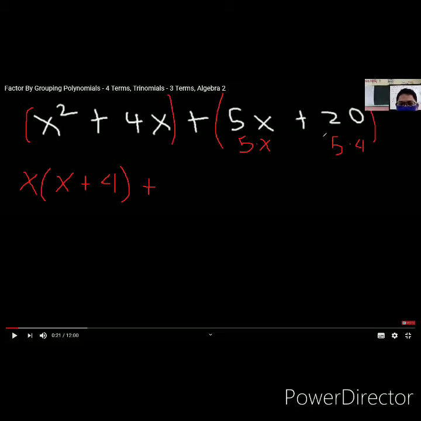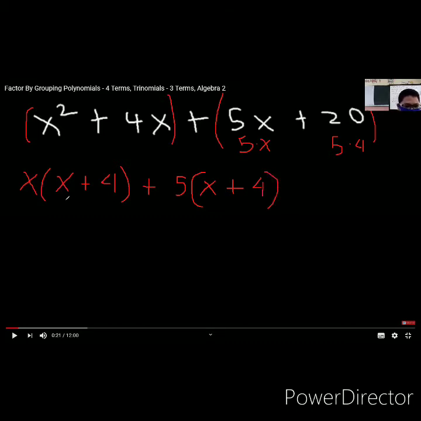And then put 5, the greatest common factor, outside of the quantity. Then enclose the quantity, then divide these two terms by the greatest common factor. So 5x divided by 5, just cancel 5 by 5 into 1. So 5 divided by 5 is 1, and 1 times x is x. Okay, so next is positive 20 divided by 5, that is 4.